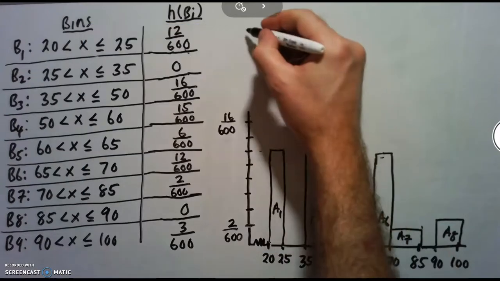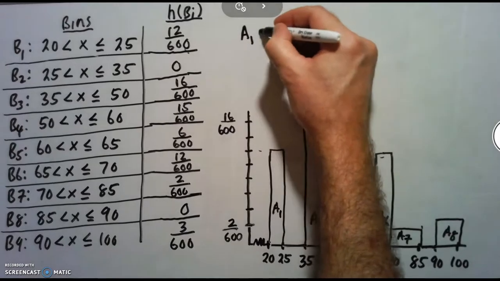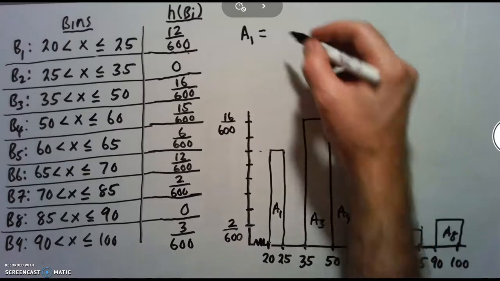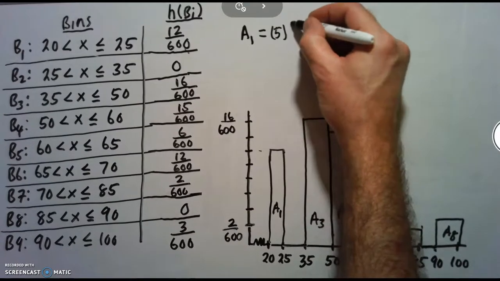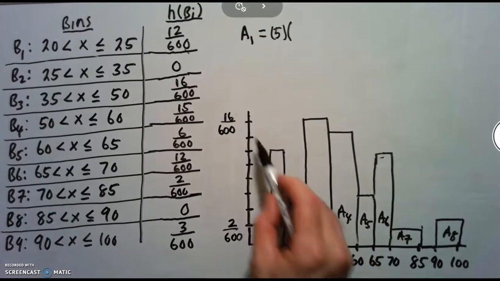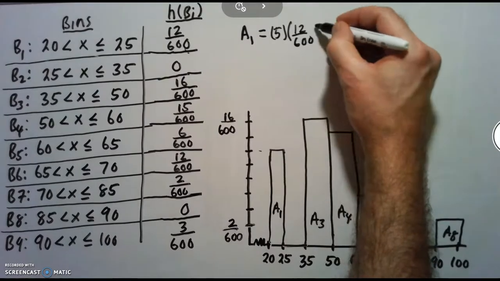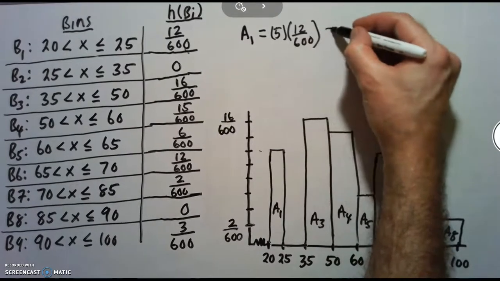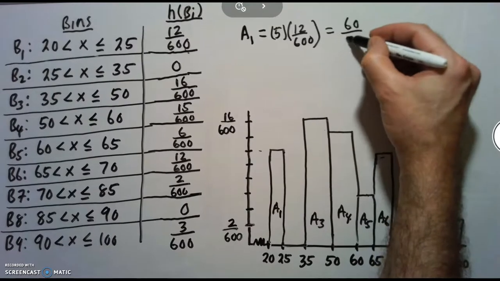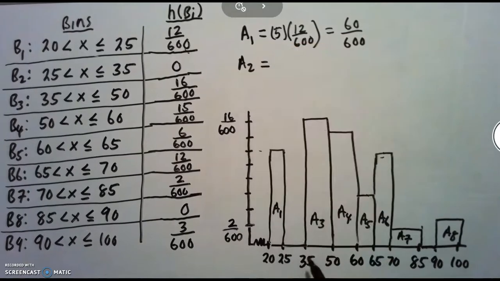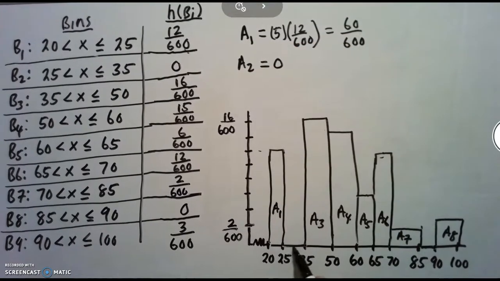Okay, so to find A1 is the area of this rectangle. So the area is going to be length times width. So down here, it's going to be 25 minus 20, so it's going to be 5 times the height. The height of this guy is 12 over 600. So multiplying those, 5 times 12 will be 60 over 600. Then A2 would be 0 because A2 is there.